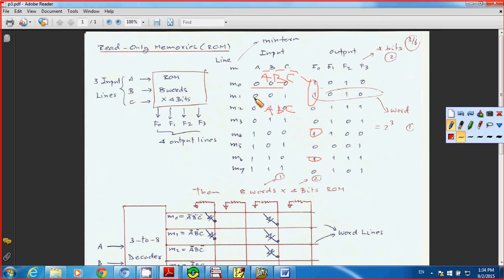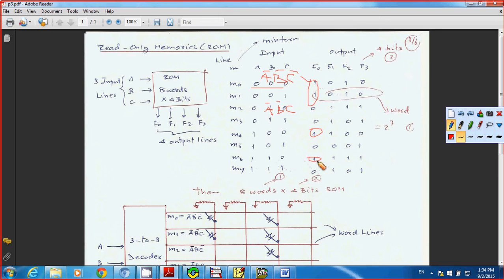And now you need to consider A has to be a complement to change logic 0 to be 1. Also B, you need B complement. But C already has logic 1, so you just leave it like that. Okay, hopefully you understand. Alright, take one more example here.